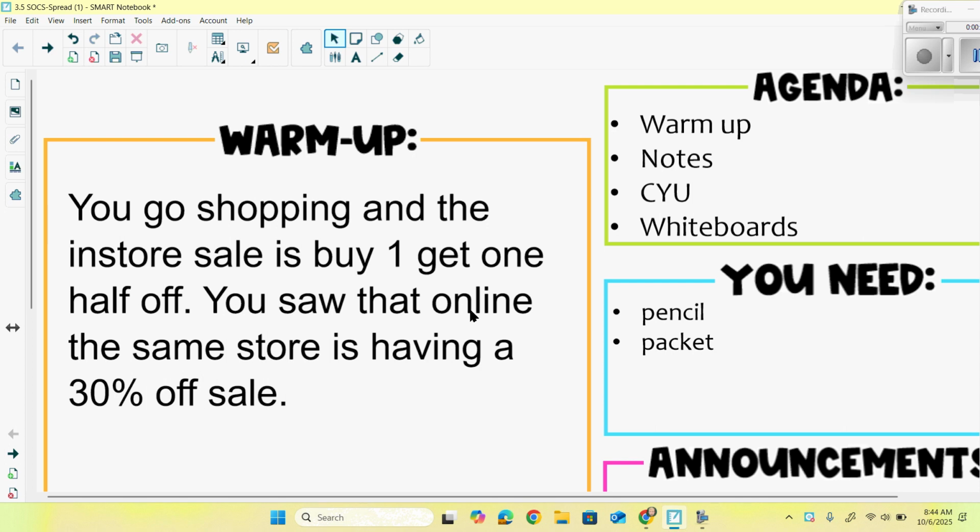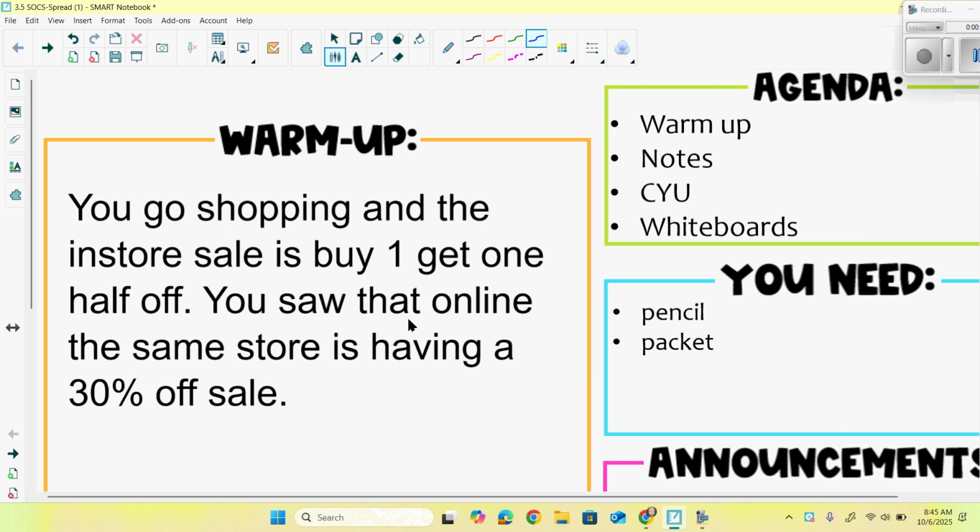The other option is online. You see that you can get 30% off whatever you buy. So what's going to be our best option as far as price? Give this a thought, see if you can figure it out. A hint would be maybe say you're buying something for $10 or $100. It doesn't really matter what the amount is because we're dealing with percents. But see if you can think that through. I will give the answer.